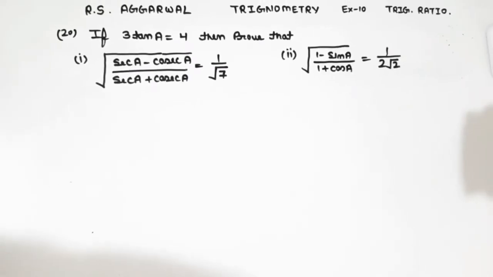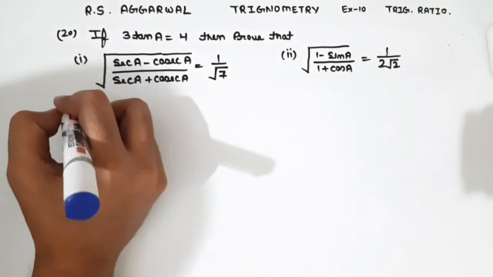R.S. Agrawal, chapter trigonometry, exercise 10, trigonometric ratio, problem number 20. In problem number 20 we are given, if 3 tan A equals 4, then prove that first, under root sec A minus cosec A upon sec A plus cosec A equals 1 upon root 7. And in the second part we have to prove under root 1 minus sin A upon 1 plus cos A equals 1 upon 2 root 2. So firstly we will solve the first part.